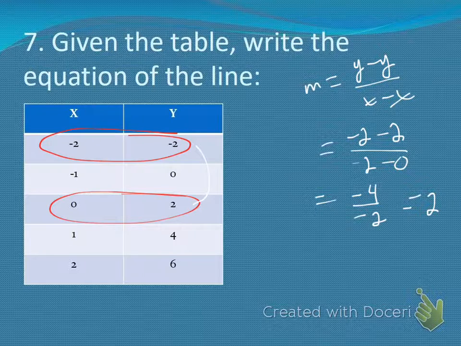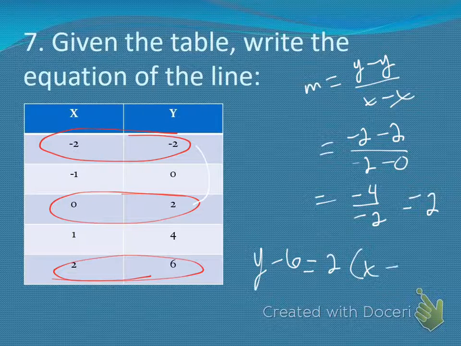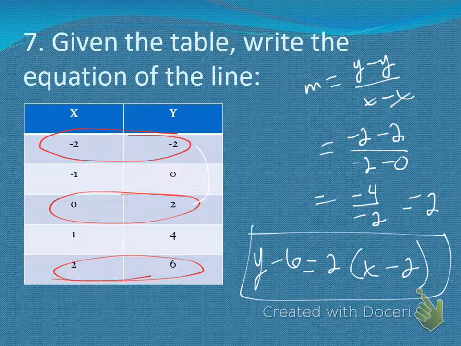Just choose one of those points and get back into your point-slope form. I'm going to choose a different one just for fun. Again, it doesn't matter which one you choose. So I'm going to go y minus 6 equals 2 times x minus 2. And since it just asked for the equation of a line, you can stop there. It didn't ask for slope-intercept form, right? So you can stop there. I wouldn't go any further. If you try to go further, then you run the risk of making a small mistake. So just stop right there, okay?